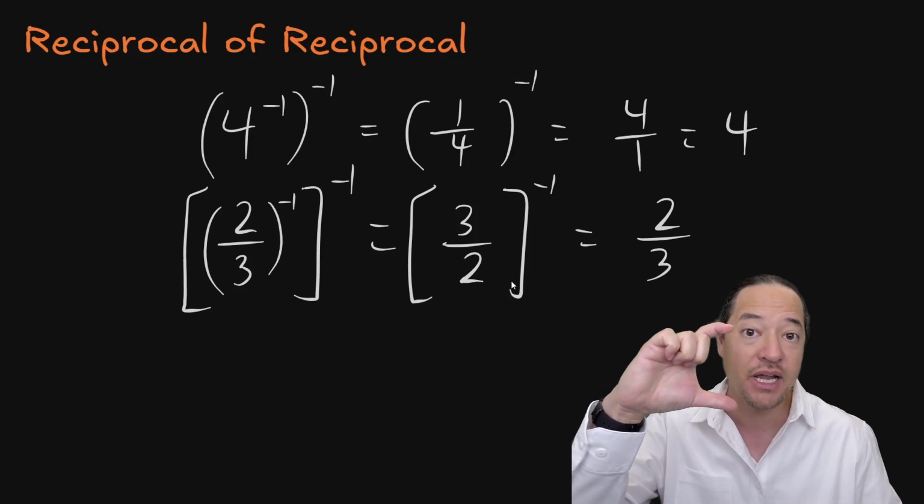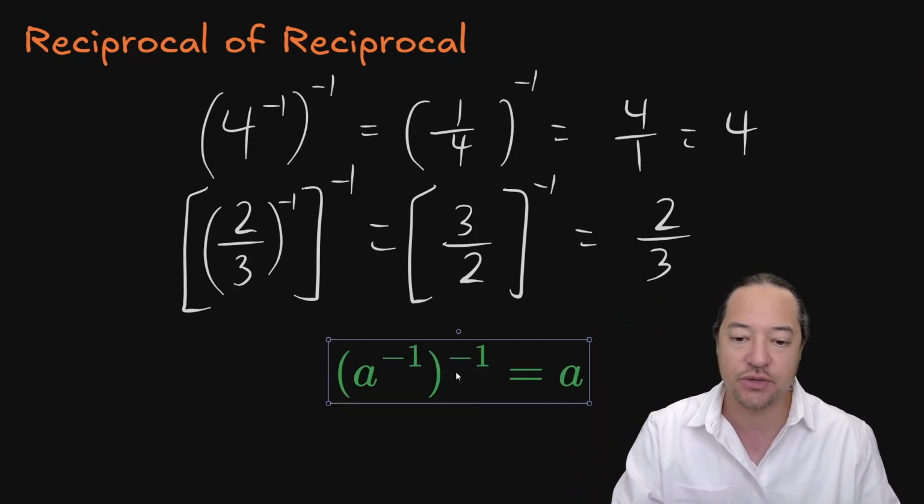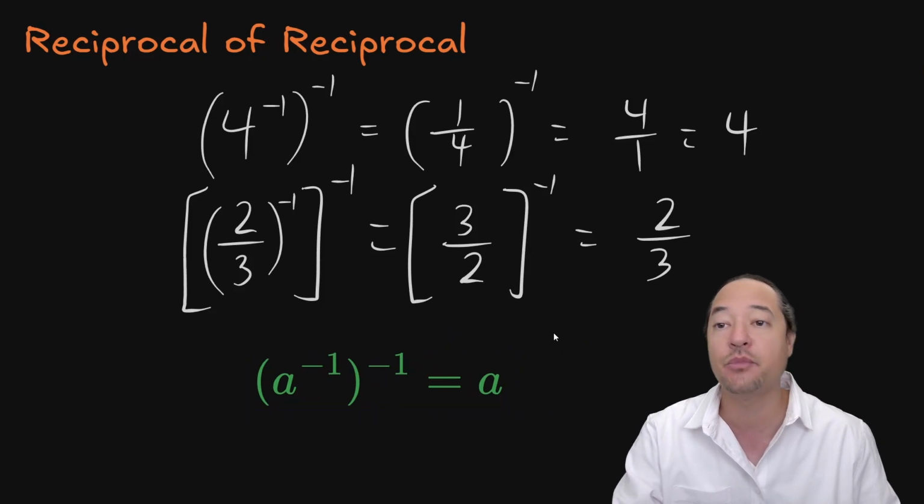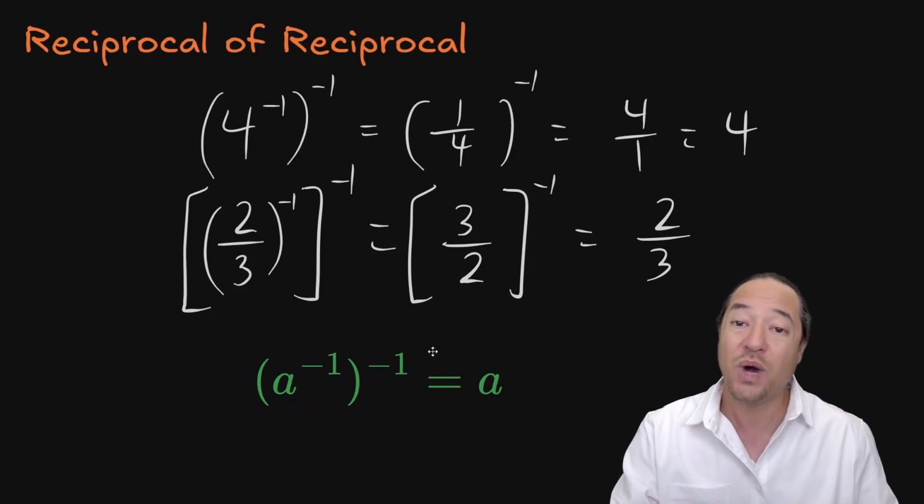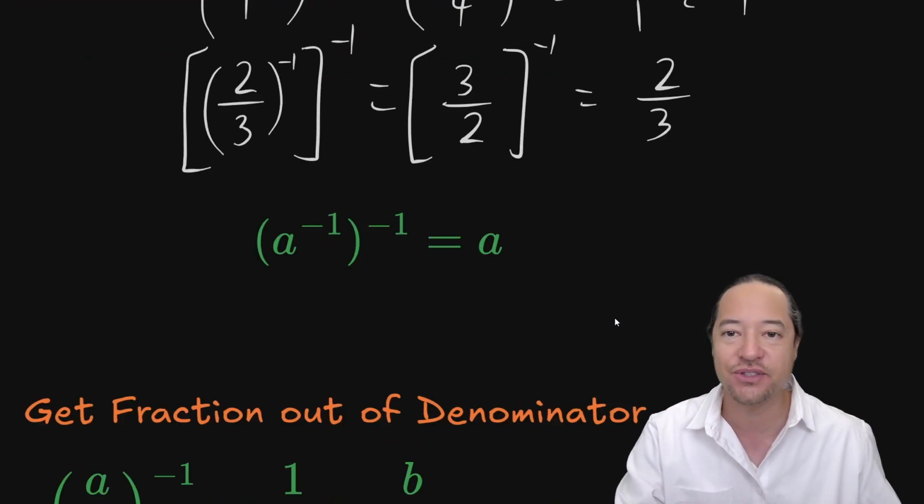Basically, you're taking a number and you're flipping it twice, so you get back the original number. Here's sort of the general rule. We can say that for any number, if you take the reciprocal twice, you're going to get that same original number back out again. Okay, let's take a look at one more thing here with reciprocals.